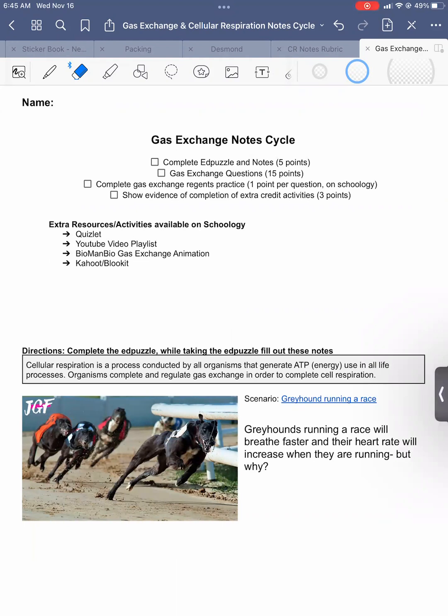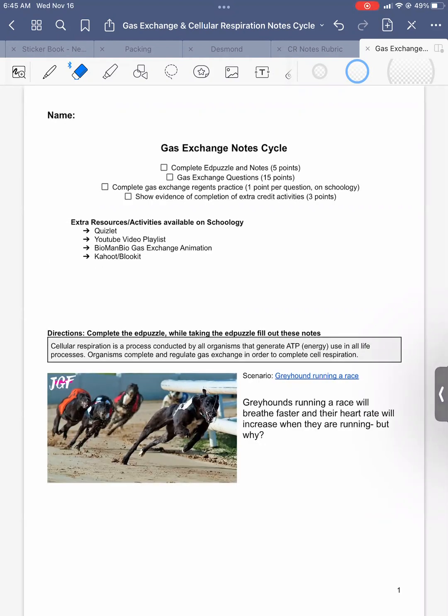All right. So let's start off by talking about a scenario, right? We've been talking about humans, but dogs are going to do gas exchange and cell respiration just like us, right? So if greyhounds are running a race, they start to breathe faster, their heart rate increases. Let's talk about why.